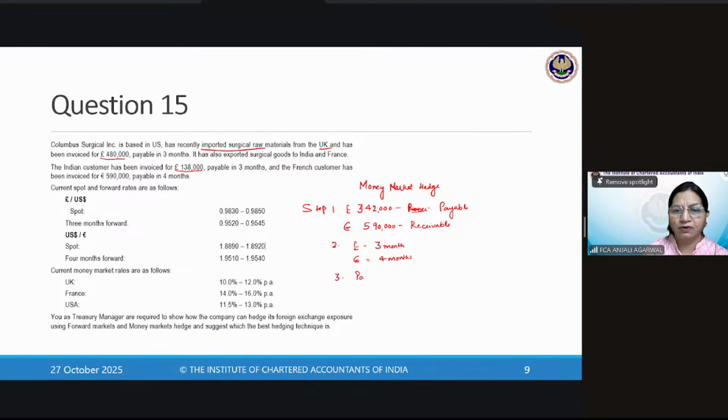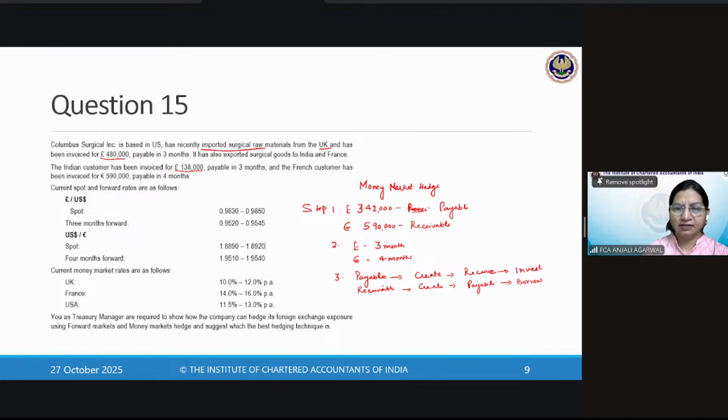Then you have to see what you have to create. So for payables, you have to create a situation where you receive exactly that many pounds. So if you have to create a situation of receivable, that means you have to invest. And for receivables, you have to create an opposite situation. So create a situation where you have to pay. So you have exactly 590,000 euros payable after 4 months. So for making a payable, you borrow.